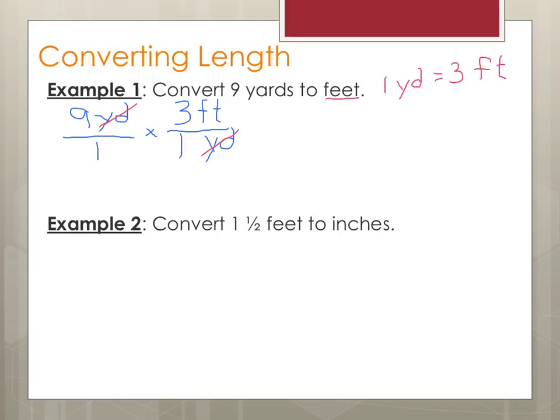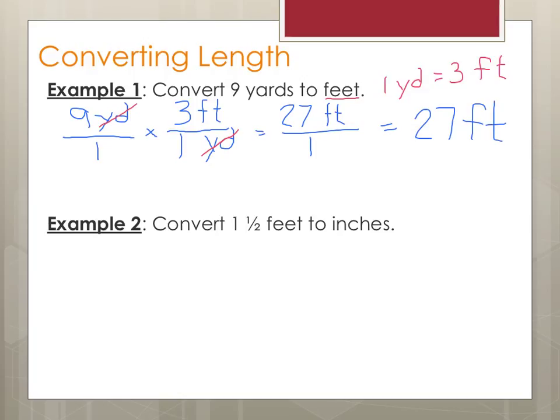Okay. So now we'll multiply across the top of this fraction. 9 times 3 is going to be 27. We'll keep that unit feet. And on the bottom we have 1 with no units. And we know that anything divided by 1 is itself, so we'll express this as 27 feet. So we know that 9 yards equals 27 feet.